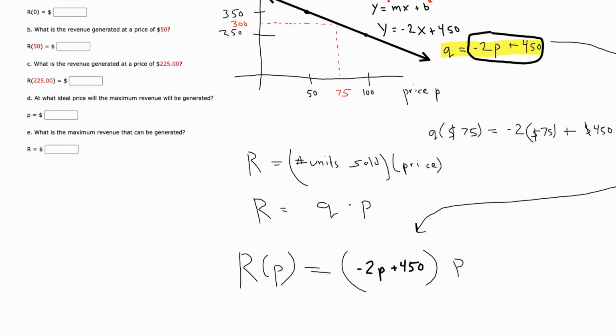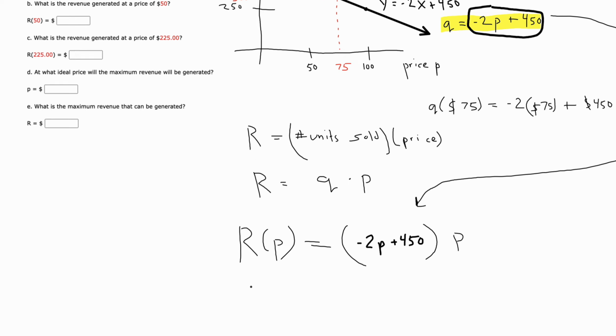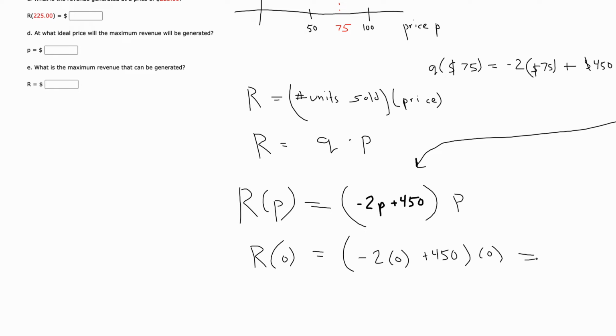So let's see if we can plug in these different values that they're looking for. They want to know what's the revenue if the price was 0. So all we have to do is replace the P with a 0. And in this case, we're going to get 0. The company won't have any money paid to them if they set a price of 0, of course.